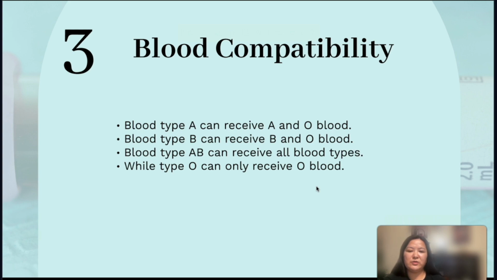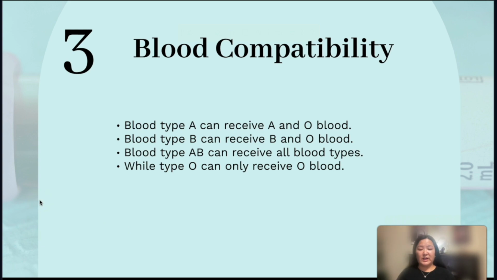Here you can see who can receive which blood, because we already talked about the antigens. Blood type A can only receive A and O, because it has antibodies that fight against the B antigen. Blood type B can receive B and O because it fights against the A antigen. Blood type AB can receive all blood types because it doesn't have any antibodies, while O can only receive O blood because in the plasma, it does have A and B antibodies.